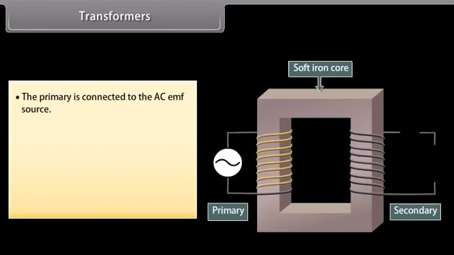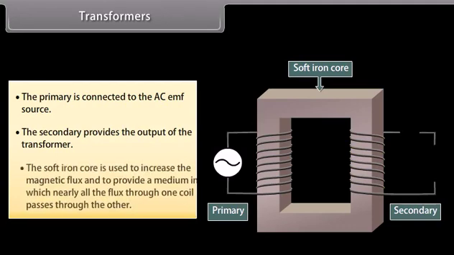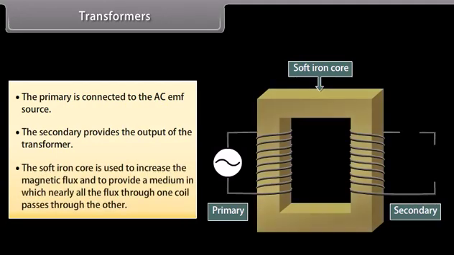The primary is connected to the AC EMF source. The secondary provides the output of the transformer. The soft iron core is used to increase the magnetic flux and to provide a medium in which nearly all the flux through one coil passes through the other. The flux through the primary and secondary is also changing, and hence an EMF is induced in both coils.